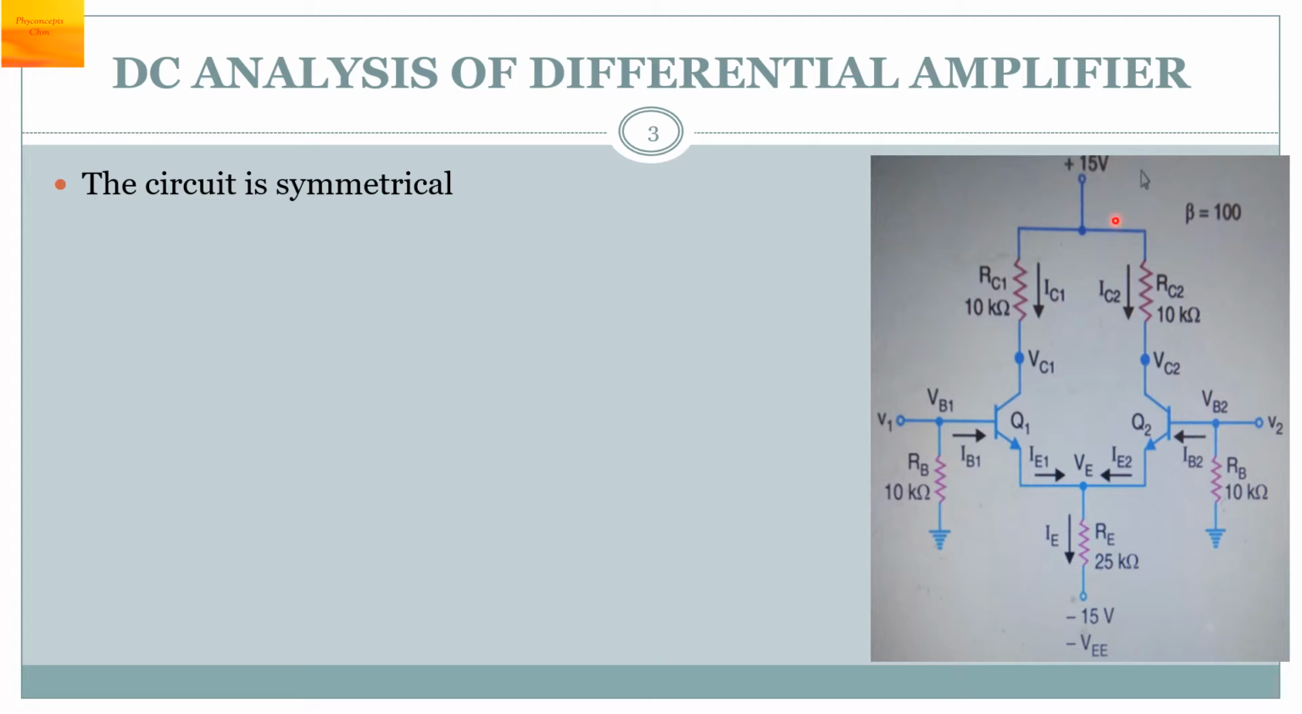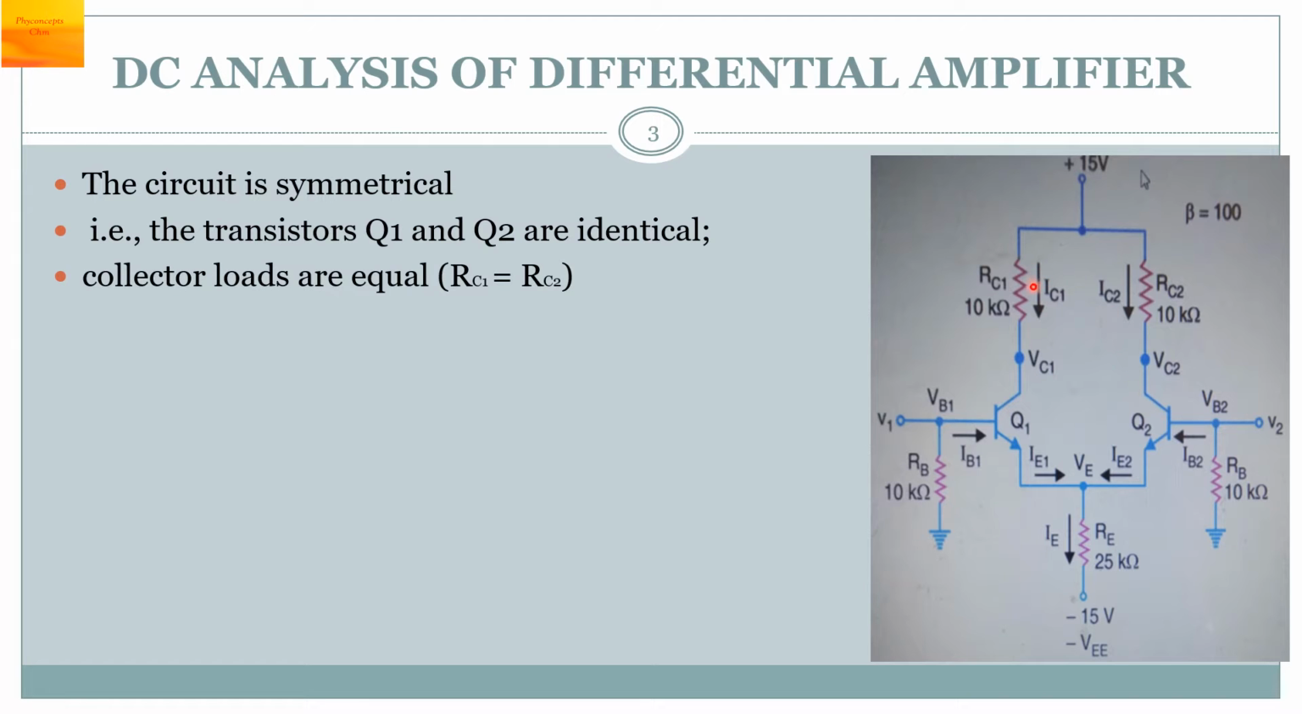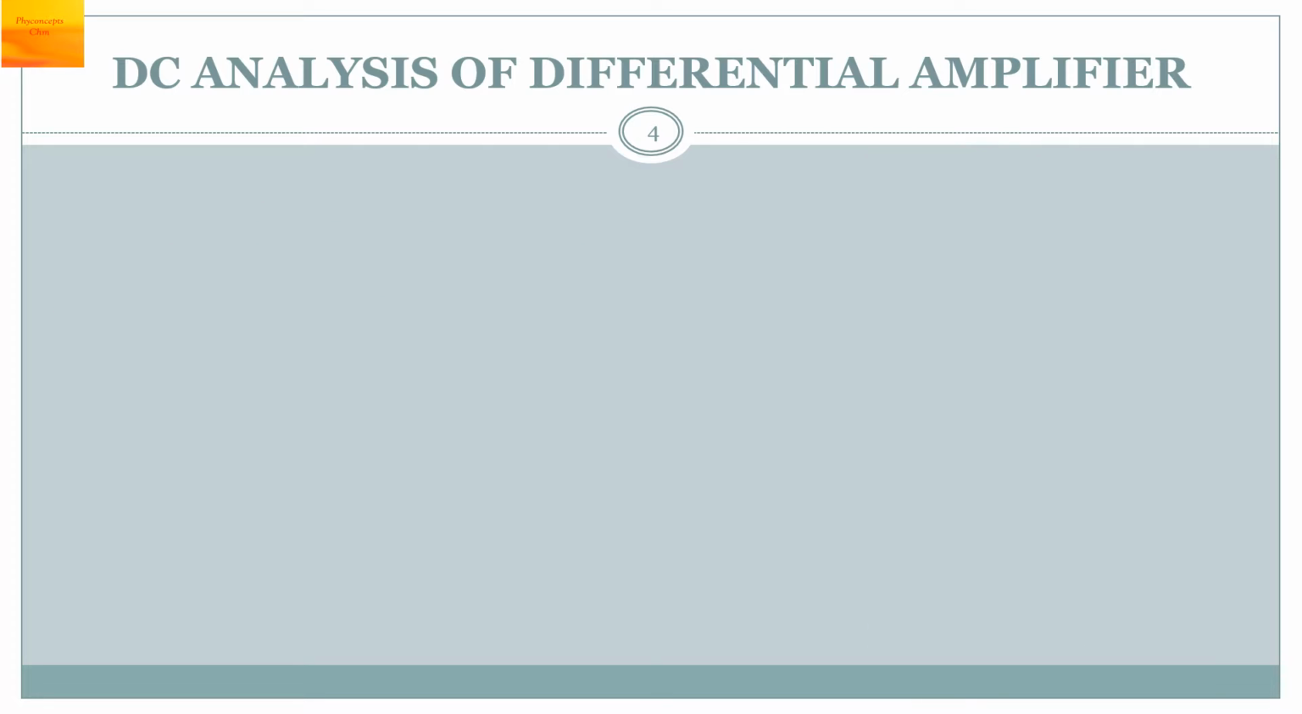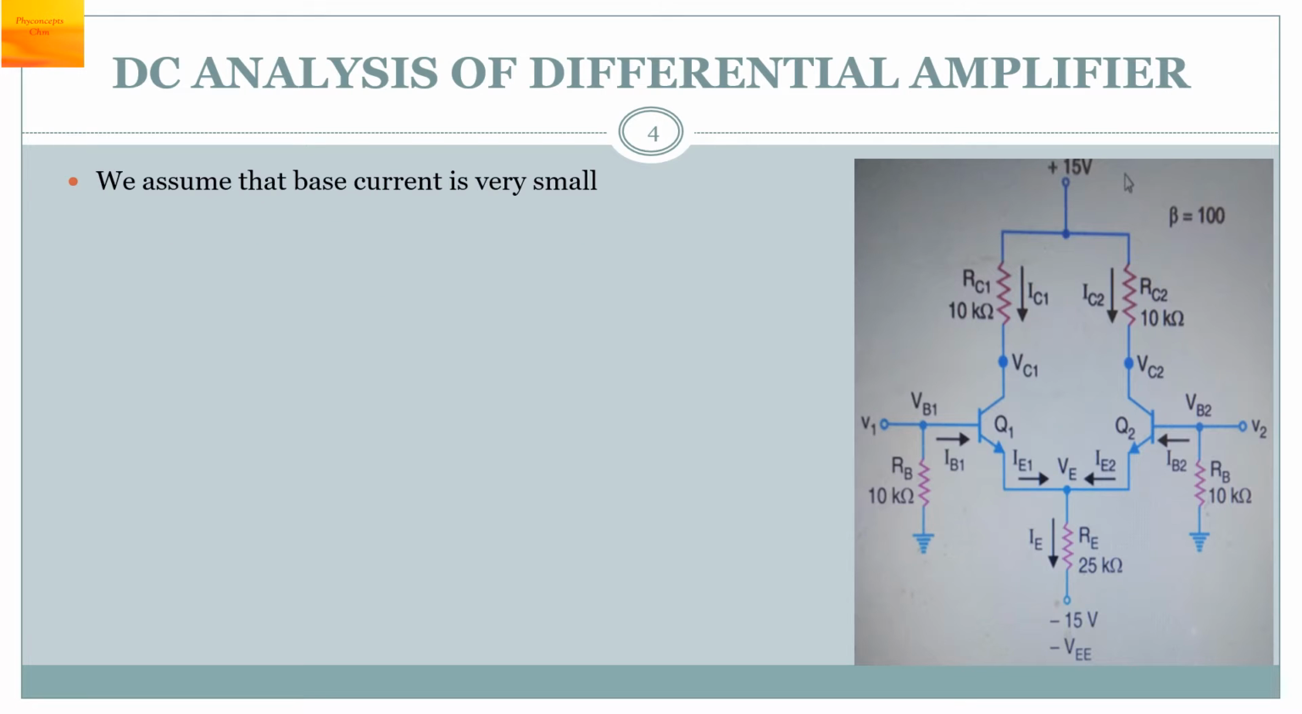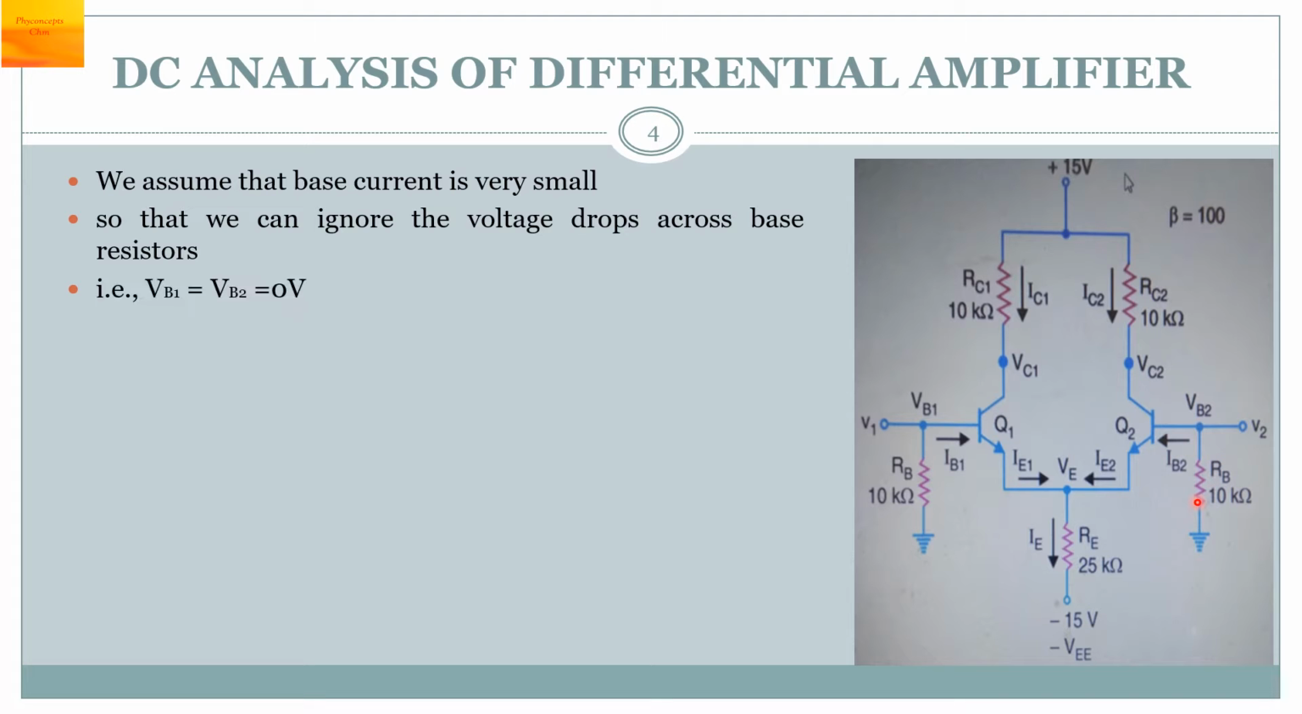The circuit is symmetrical, that is the transistors Q1 and Q2 are identical. The collector loads, that is RC1 and RC2, are equal, and the base resistors RB are also equal. We assume that the base current is very small so that we can ignore the voltage drop across the base resistors. That is VB1 is equal to VB2 is equal to 0 volt.